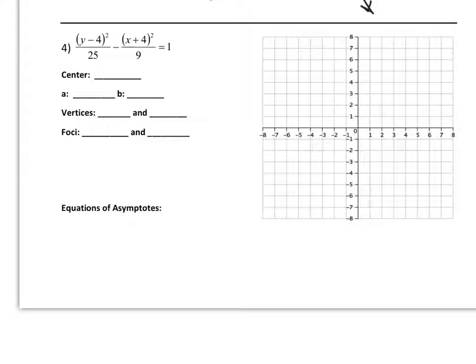All right, the last example that I want to do is number 4. All right, so since the y comes first rather than the x, we know we're going to have a vertical hyperbola. Okay, and the center is x comma y, so we have to look at the x first. So -4, +4. A is always the square root of the first number, so the 25 will give us 5. Square root of b is 3.